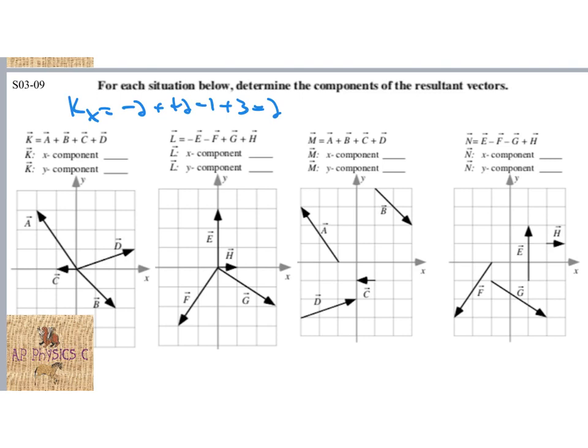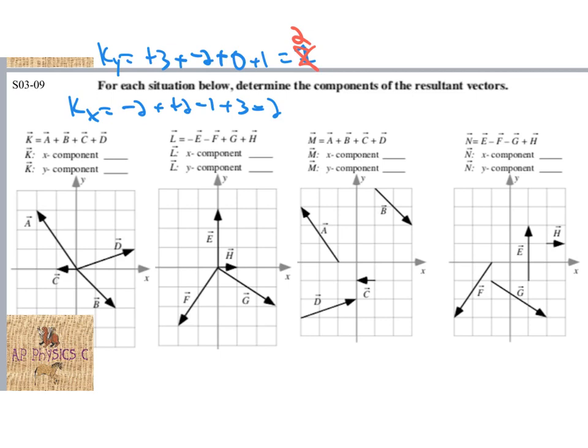And then if we want the y component, we do something similar. And we have ay is plus 3, and by is minus 2, and cy is 0, and dy is plus 1. So we end up with, really, if you do the math right, 3 minus 2 is 1 plus 1 is 2. And so we end up with components of 2, 2.